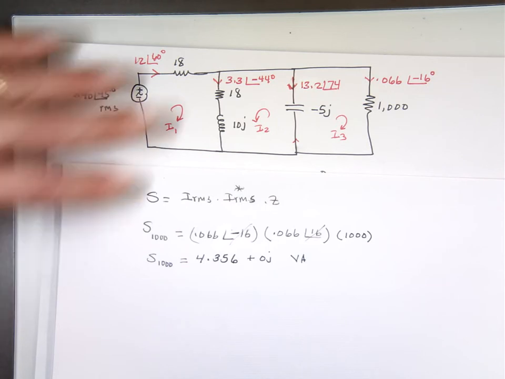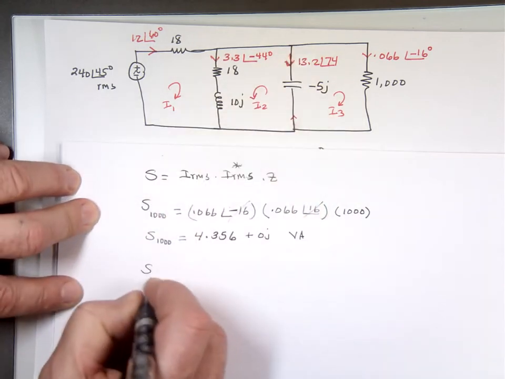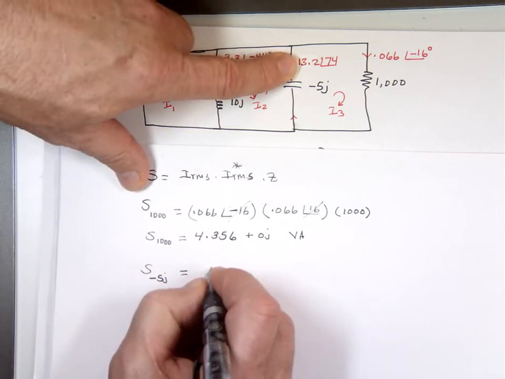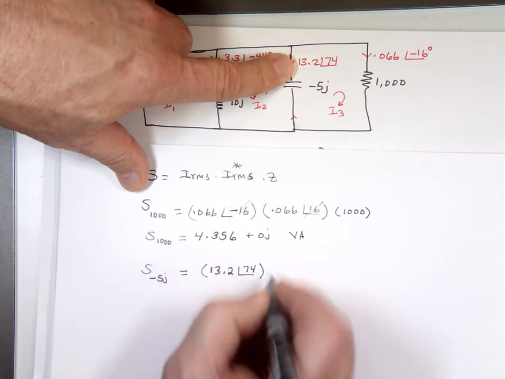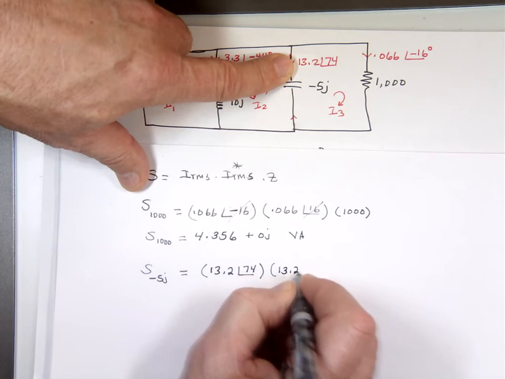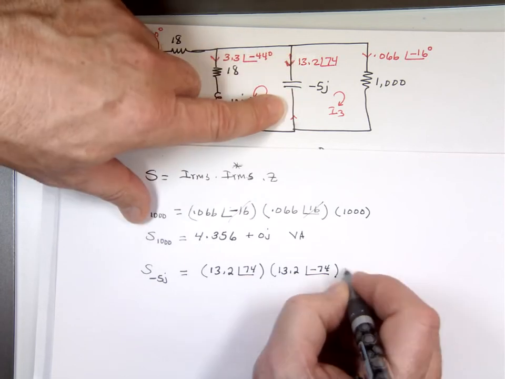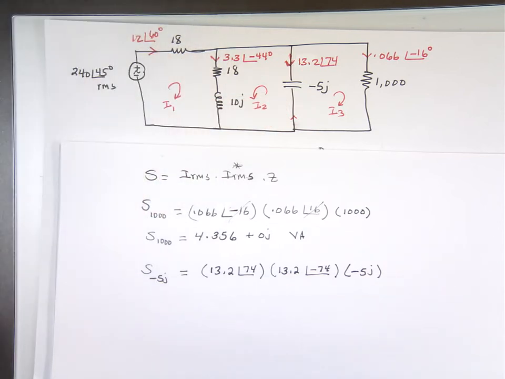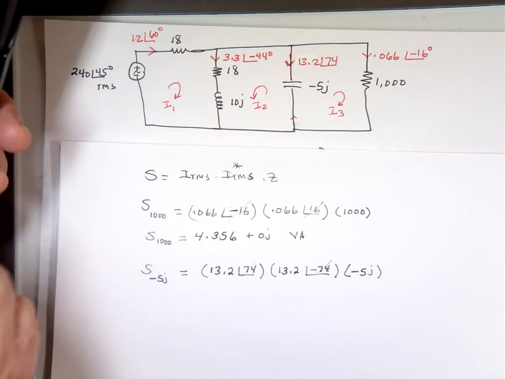The complex power absorbed or delivered to the negative 5J. We know what that one is: 13.2 angle 74 times the conjugate of that, 13.2 angle negative 74, times the impedance, which is negative 5J. You will notice this will be a reactive portion, all of it. It's not going to have a real portion. These angles mathematically will cancel each other out, but I'll leave the problem the way it is.